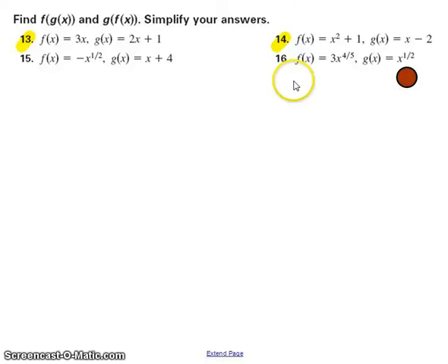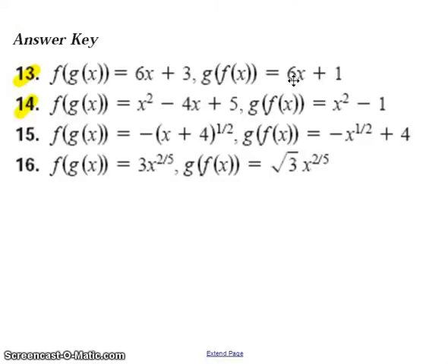Okay, I'm going to assume that you paused, worked 13 through and 14 through. In the interest of time, I'm just going to show you the answers. F on the outside, in other words, f of g of x, gives you 6x plus 3. G on the outside gives you 6x plus 1. Notice, once again, the answers aren't exactly the same. For 14, f on the outside gives you this trinomial, and g on the outside gives you this binomial.